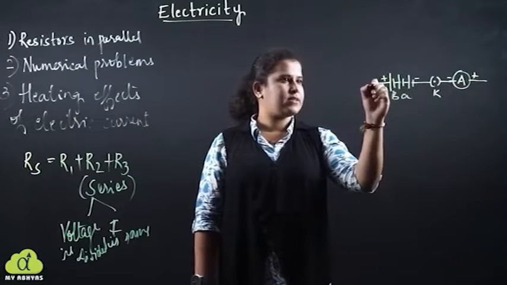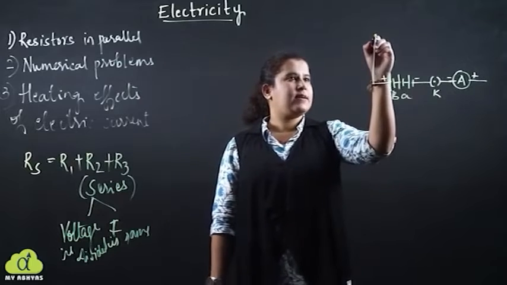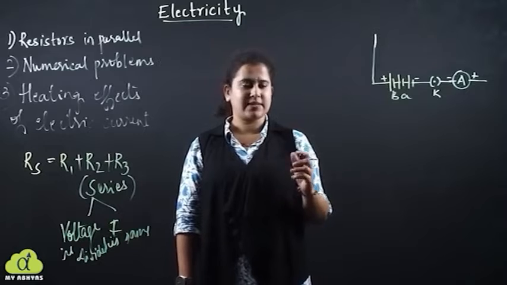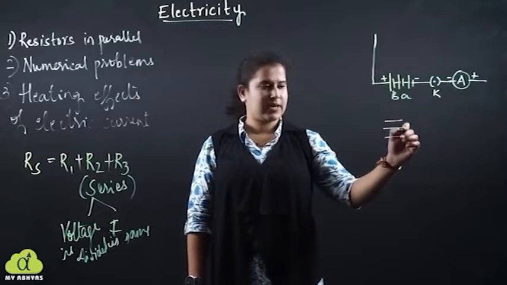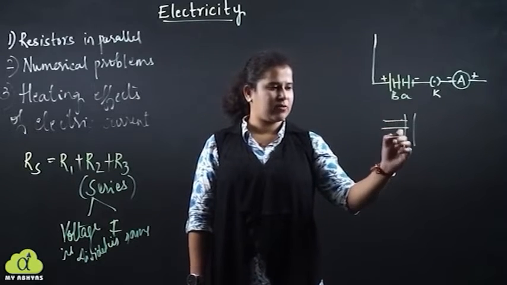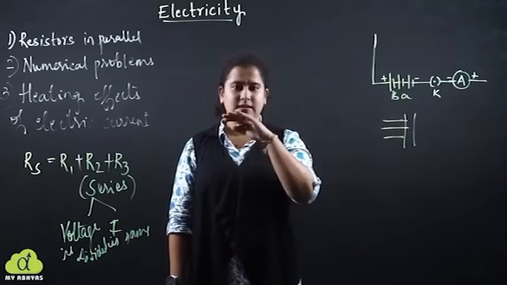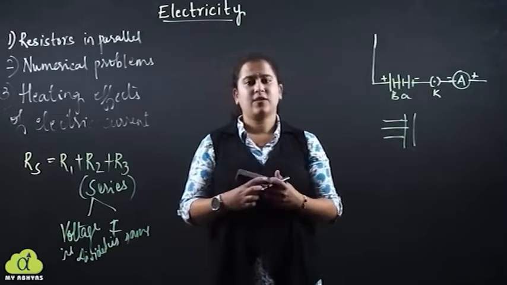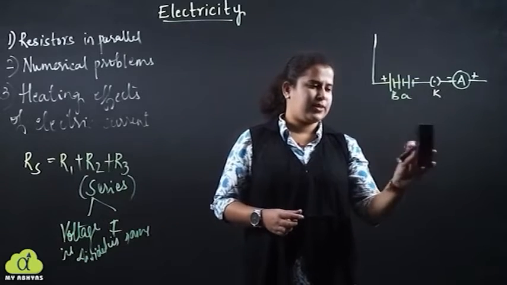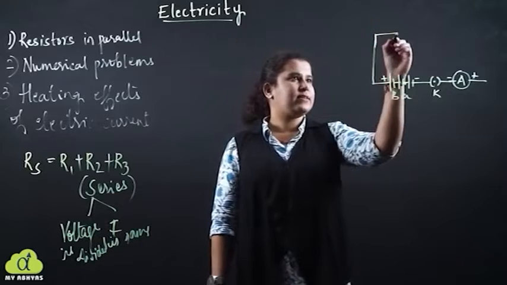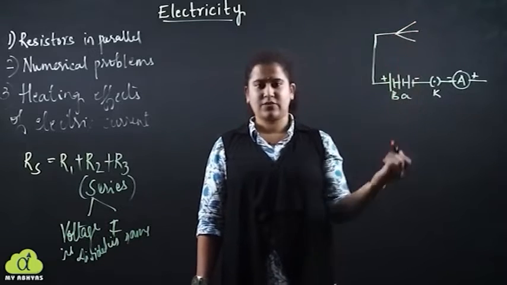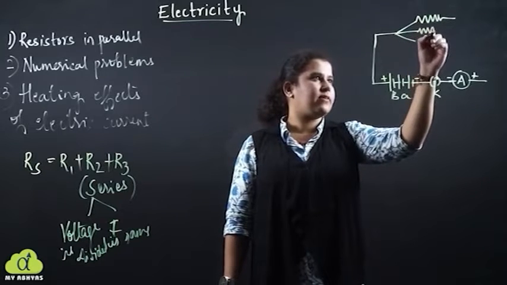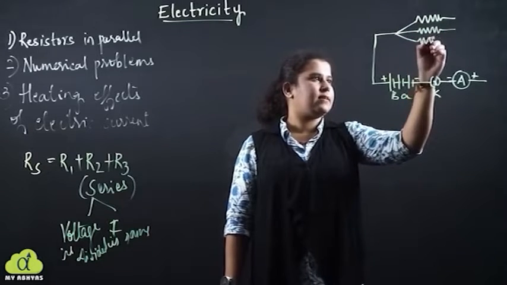After this, I will take the circuit up. In the last session I said that in parallel, it is like parallel roads: if this is a main road, then these are parallel roads, exactly parallel to each other. That's why we call it a parallel combination, like a branch. After this, it will be divided into three. I am considering R1, R2 and R3 resistors.